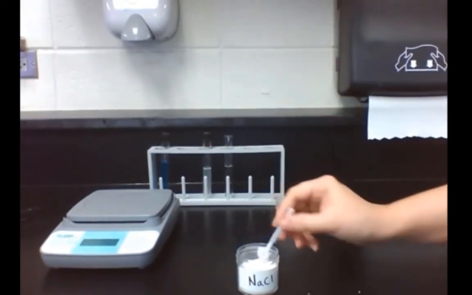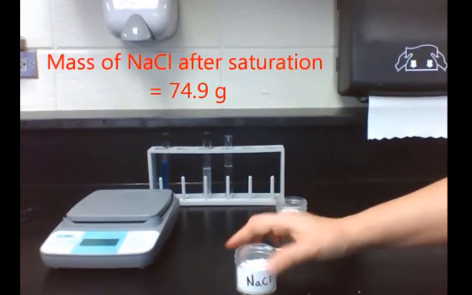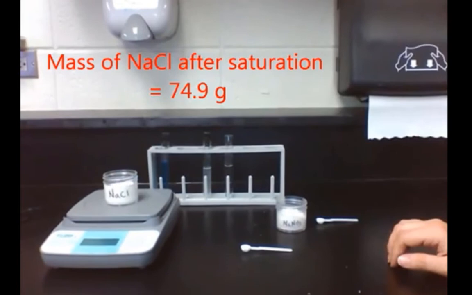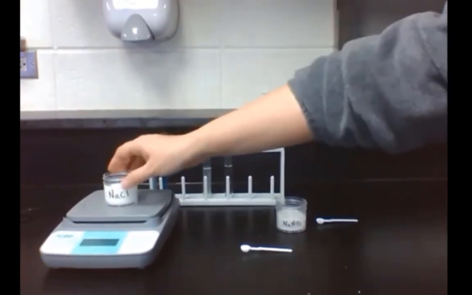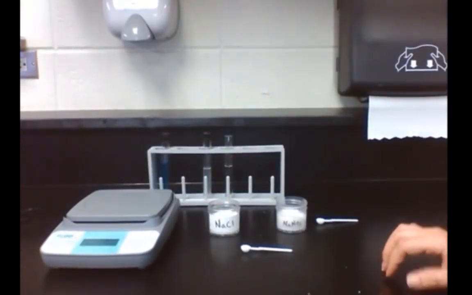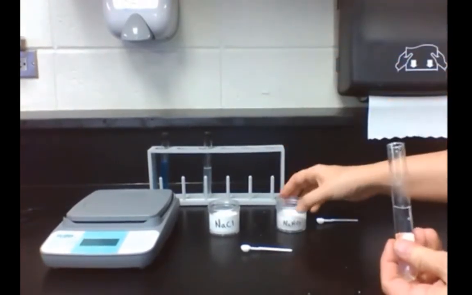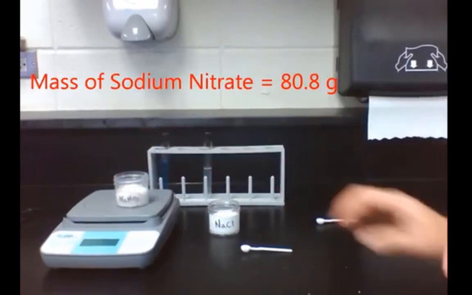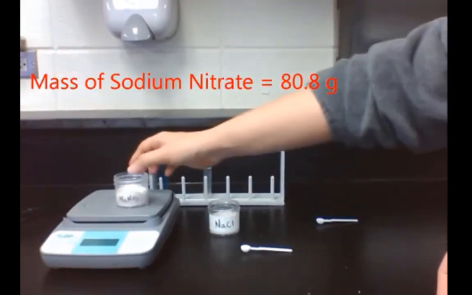Let's test the solubility of sodium nitrate. Fill a test tube with 10 milliliters of water. Mass the jar of sodium nitrate on a scale and record your results. Place 1 scoop of sodium nitrate in the test tube. Place the stopper in the test tube and shake 40 times again.